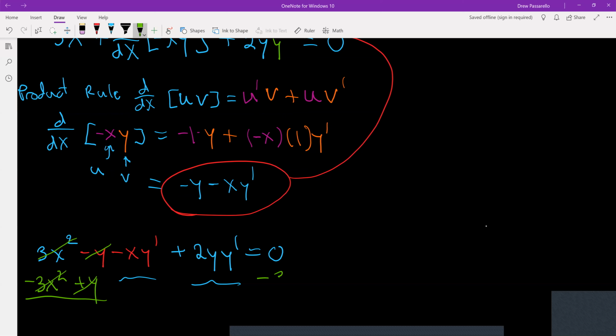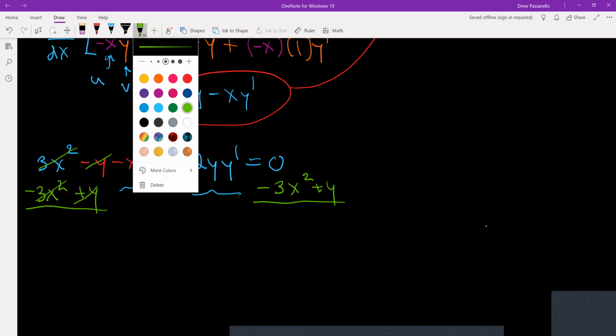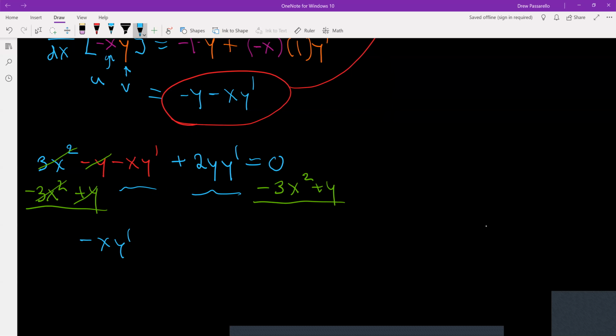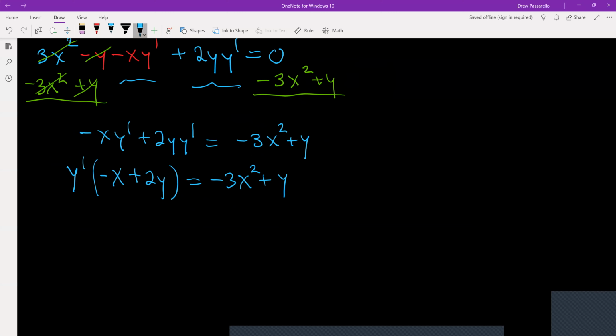So I need to do negative 3x squared and then plus y. All right, so I have negative x y prime and then plus 2y y prime. And then all of that's equal to negative 3x squared plus y. All right, so if I want to solve for y prime, I need to factor out a y prime from both of these terms. So I'd factor out y prime. That makes this first one negative x, and then the second one plus 2y. And I need y prime by itself, so I would divide both sides by the negative x plus 2y.